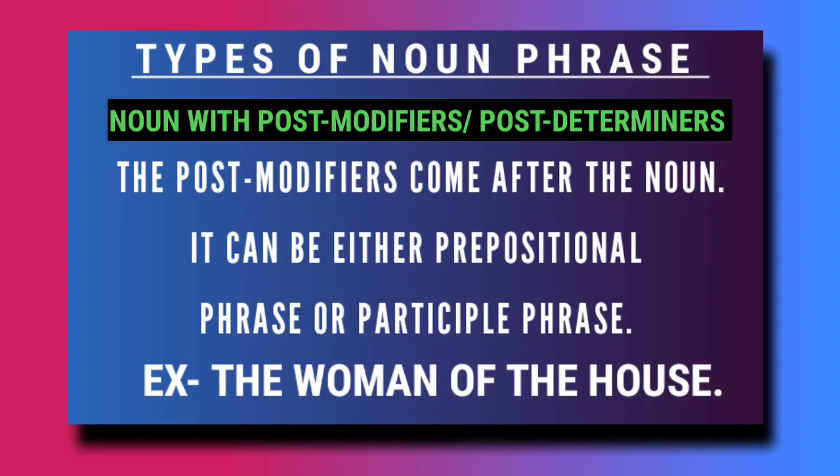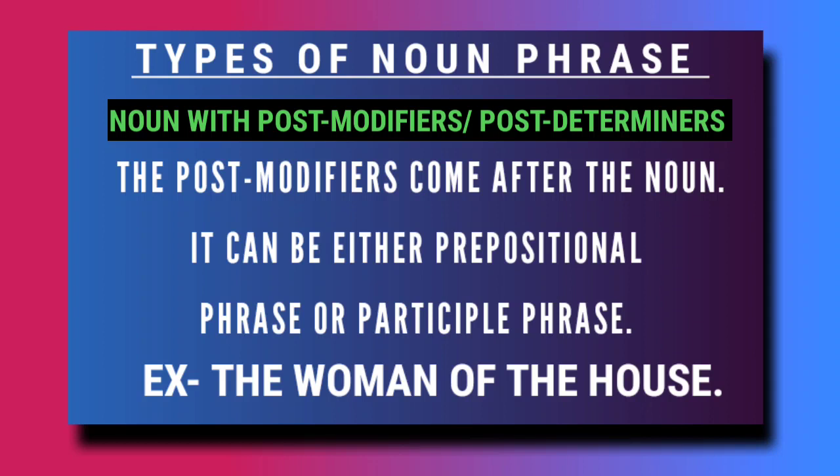Next is noun with postmodifiers or postdeterminers. So already you have got some ideas what is premodifiers. So next we shall go through postmodifiers, because postmodifiers come after the noun. It can be either prepositional phrase or participle phrase because it is coming after the noun, but still it's modifying or determining the noun exactly what it is.